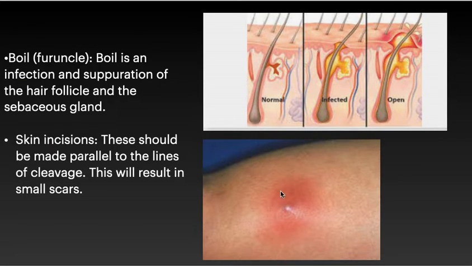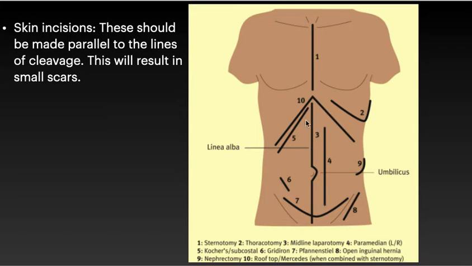Now, a boil or a furuncle is an infection and suppuration of the hair follicle and the sebaceous gland. The skin incisions should be made parallel to the lines of cleavage or the Langer's lines, which will result in formation of small scars. Here, they are made parallel to the lines of Langer, resulting in small scars.